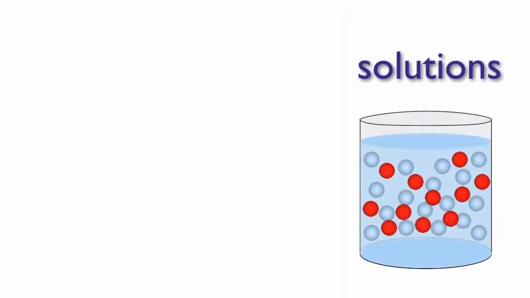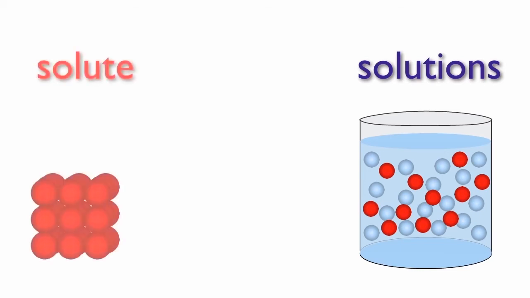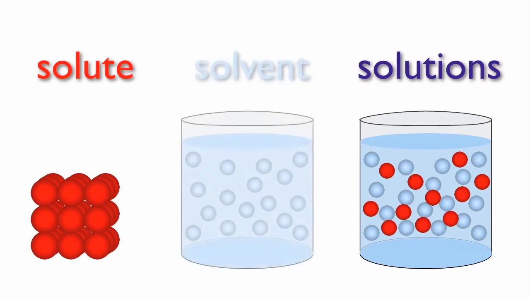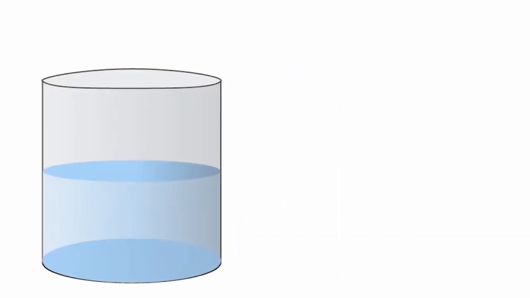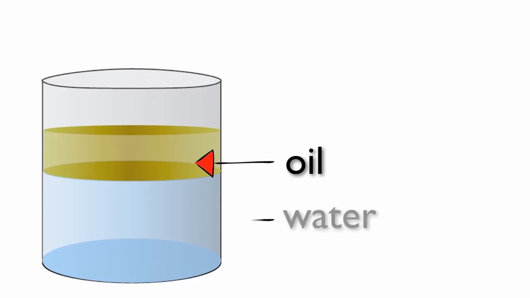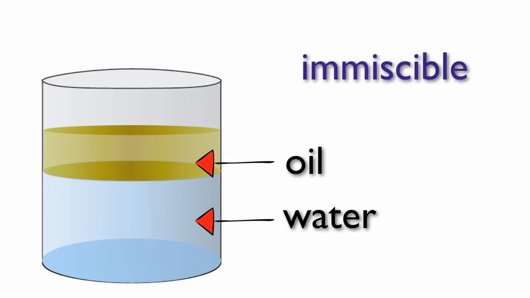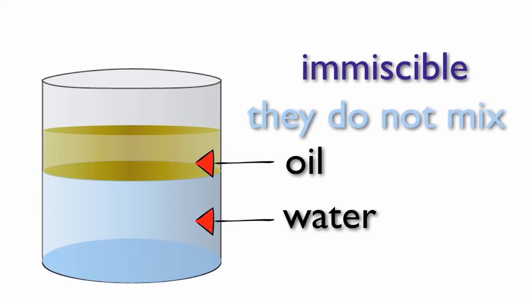We have learned about solutions as a mixture of two or more substances in the same phase. It involves a solute dissolving in a solvent. But some substances simply do not want to associate with one another. As an example, when oil and water are added together, they form two distinct layers. This is because they are immiscible with one another. In other words, they do not mix.